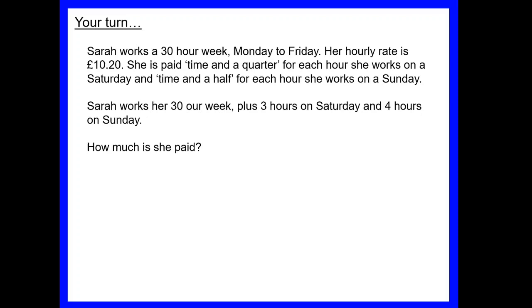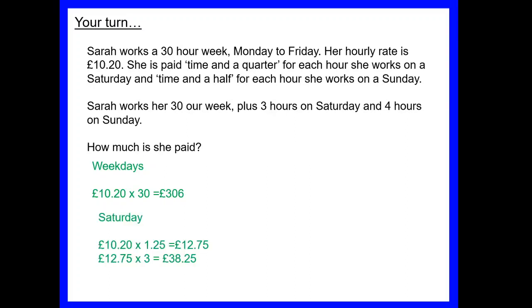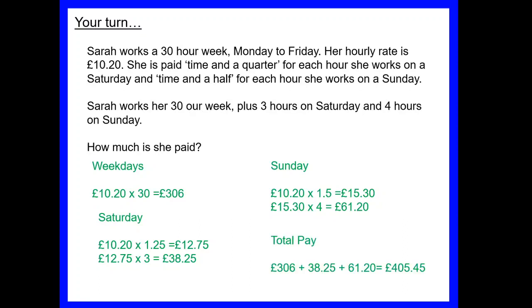Okay, so let's have a look then at how we do this one. So on weekdays, she got £10.20 and she did 30 hours, so that's £306. Saturdays, this time she got time and a quarter. So time and a quarter is 1.25, 1 1/4. So that's £12.75 per hour for 3 hours, £38.25. On Sunday, she got time and a half, so that's 1.5 times £10.20. So she got £15.30 per hour, and she did 4 hours, giving her £61.20. And her total then, if we add all those together, is £405.45.